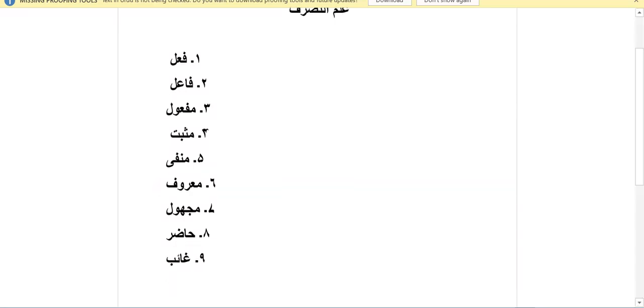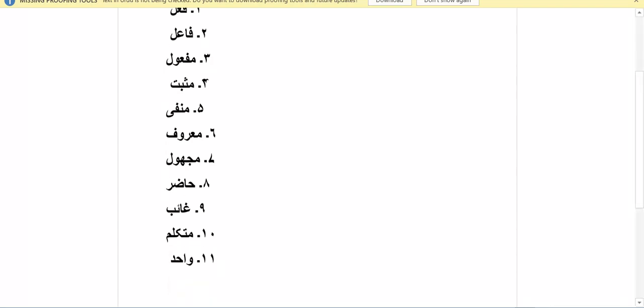Then we have hazir. Hazir means when the fa'il is second person. Gha'ib means when fa'il is third person. And mutakallim means when fa'il is the first person. So example of hazir is you helped. Gha'ib means he helped. Mutakallim means I help.